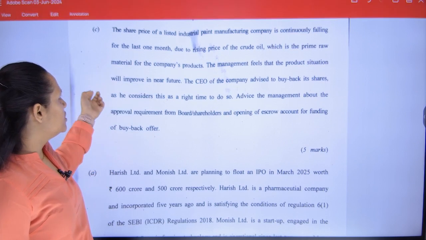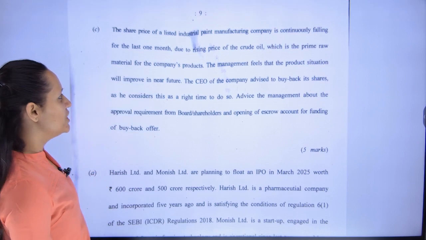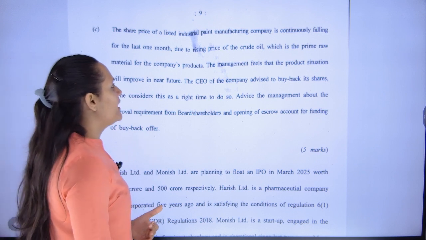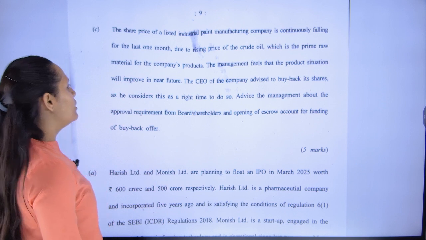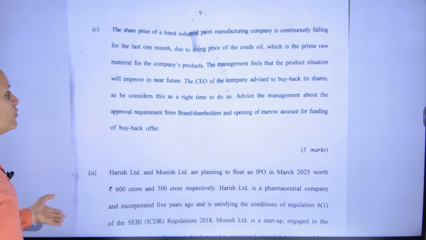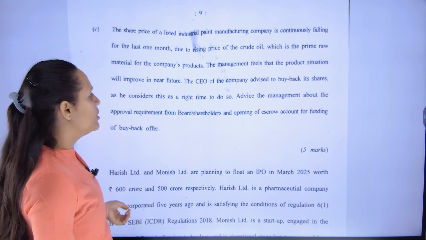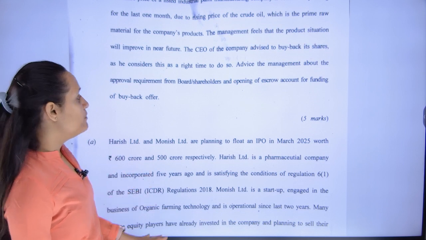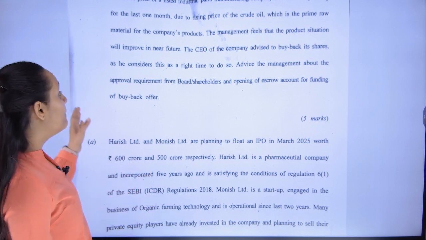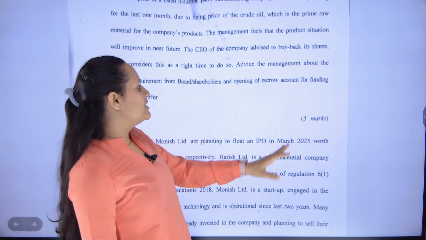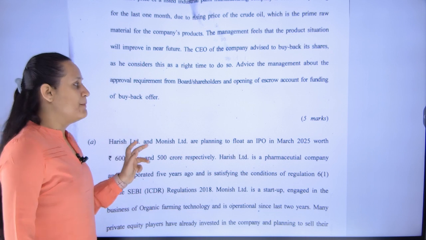Again, the share price of a listed industrial paint manufacturing company is continuously falling in the last 1 month due to the rising price of the crude oil, which is the prime raw material for the company's product. The management feels that the situation will improve in the near future. The CEO has been advised to buy back its shares, and as he considers this the right time to do so, advise the management about the approval requirement from the board or the shareholders and the opening of the escrow account for funding of buyback offer.